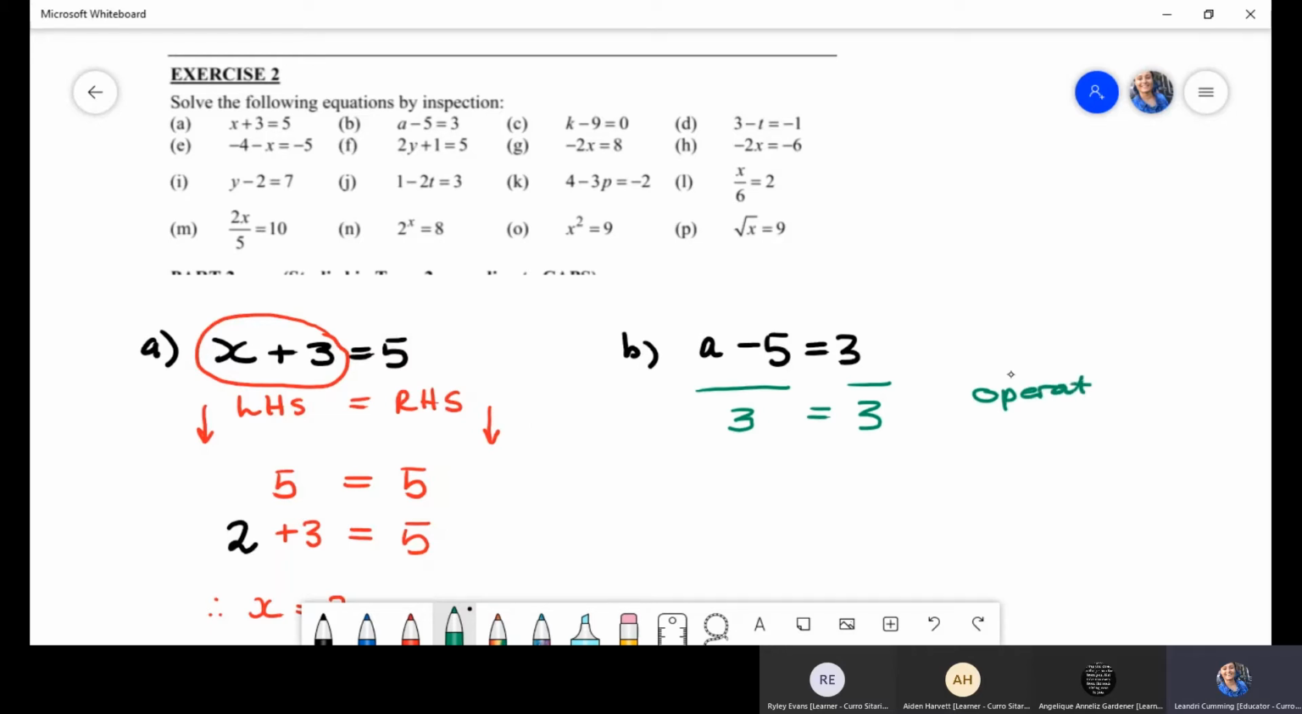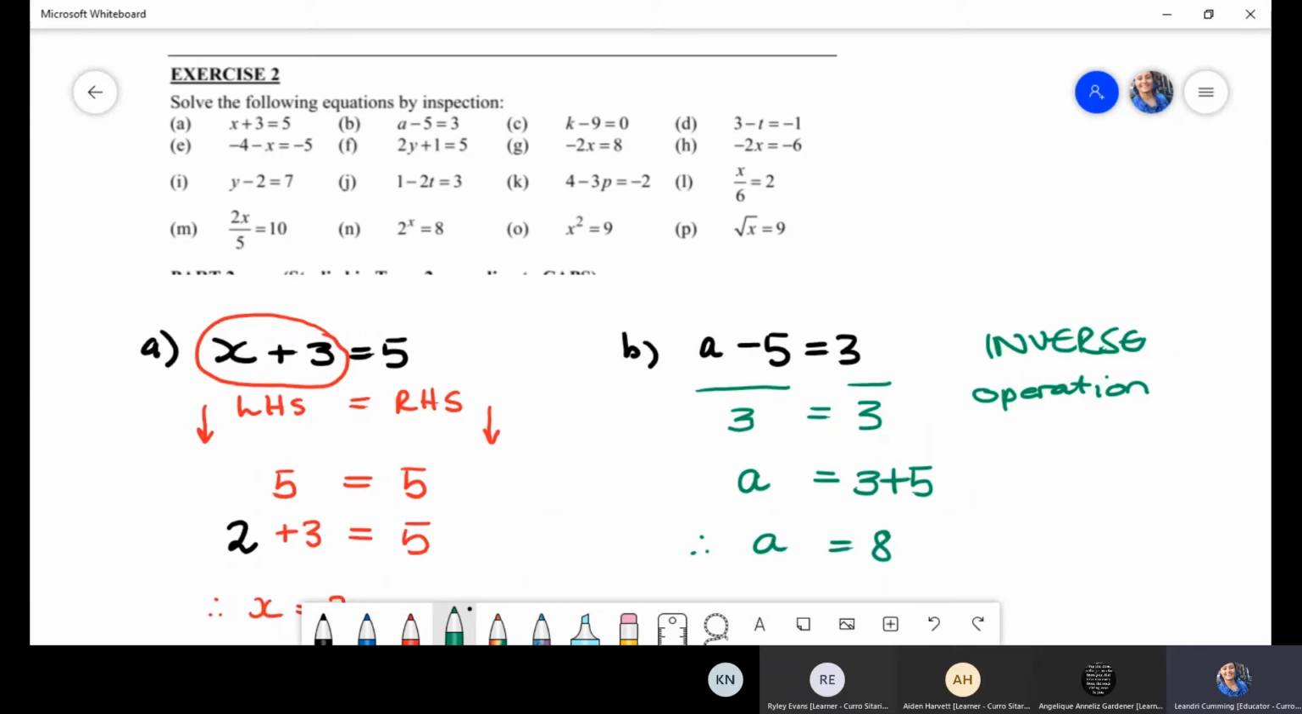Now, a fancy word for opposite is inverse. So my inverse operation always takes the opposite action of what is given. If a take away 5 gives me 3, then surely 3 plus 5 must give me a again. So a is considered to be 3 plus 5, and a, therefore, is equal to 8.